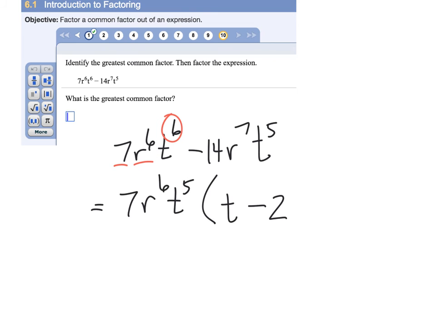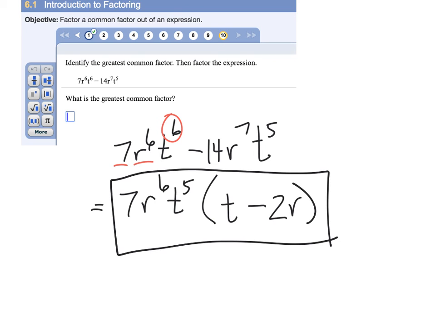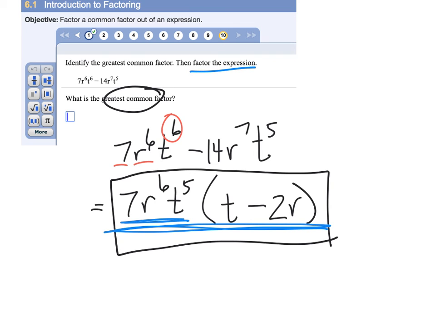minus, and then this is a 2, because when you have 14 and you factor out a 7, you're left with a 2. We had r to the 7th, but I factored out 6 of them, so that's an r. We had t to the 5th, and I am factoring out t to the 5th, so we're done. So I am officially factored right here. So what was the greatest common factor? This part was the greatest common factor, and then this whole thing is your factored expression. And that wraps up this video.